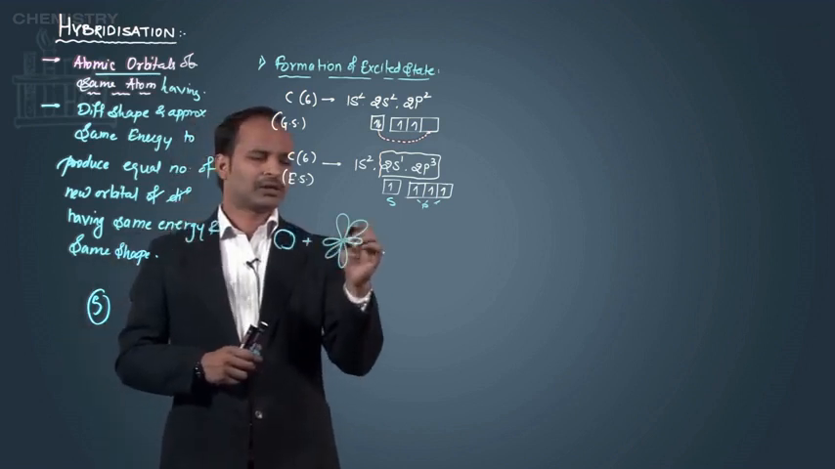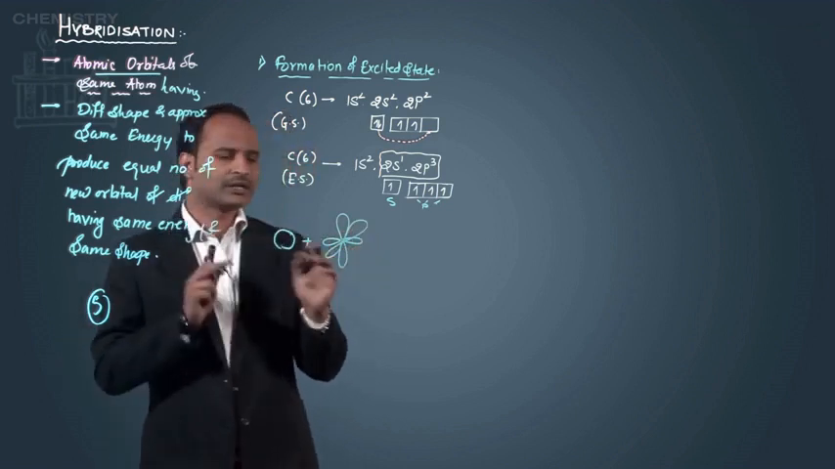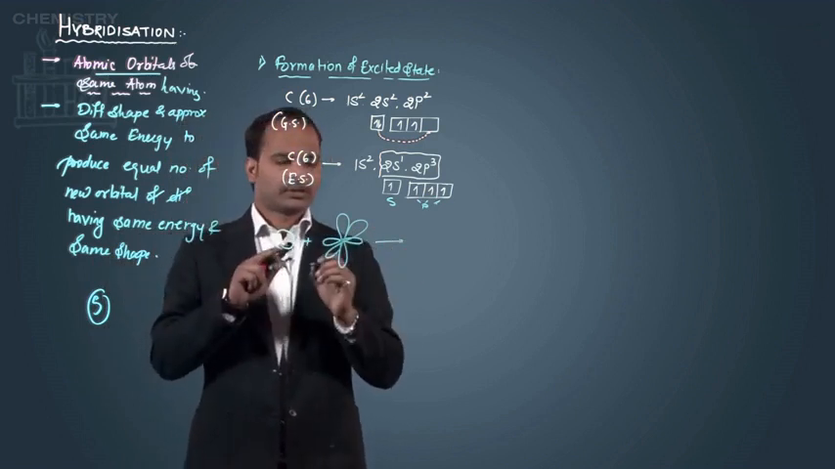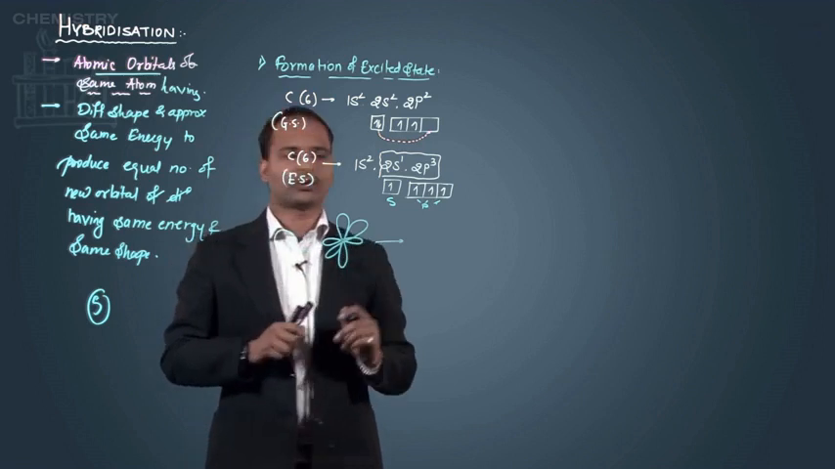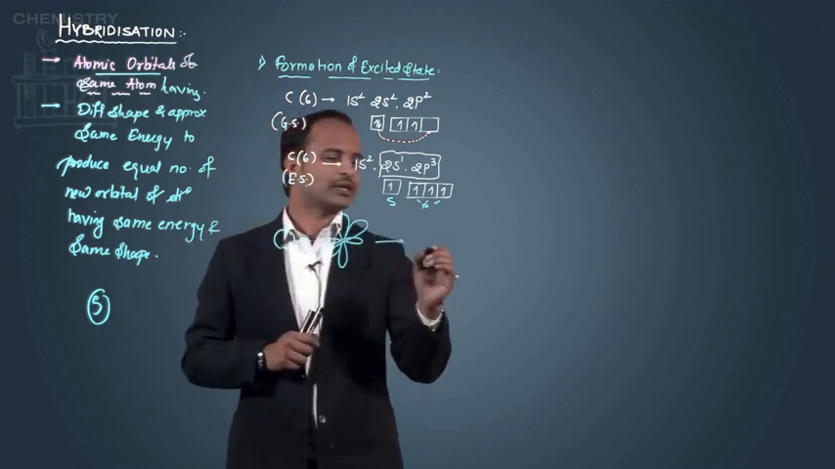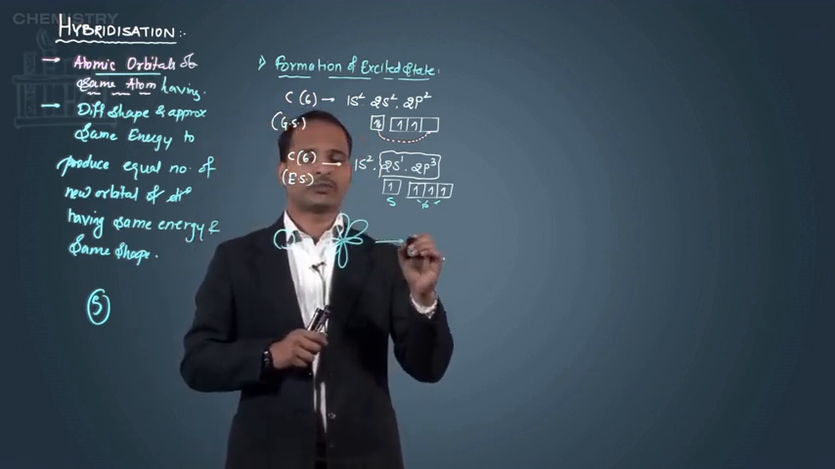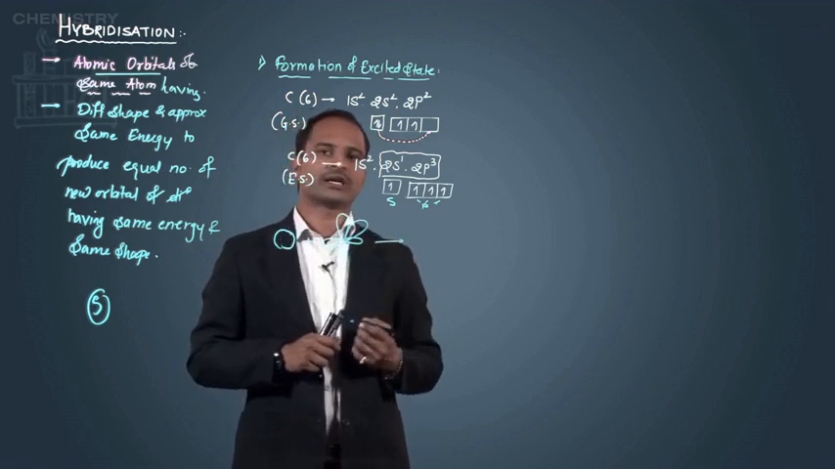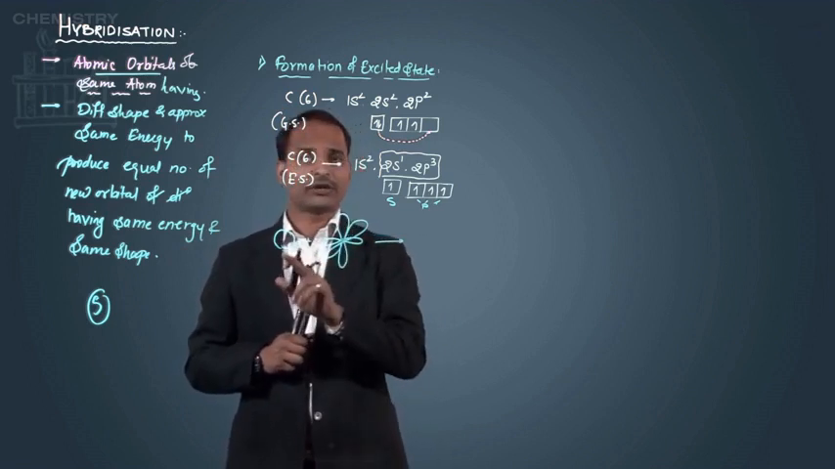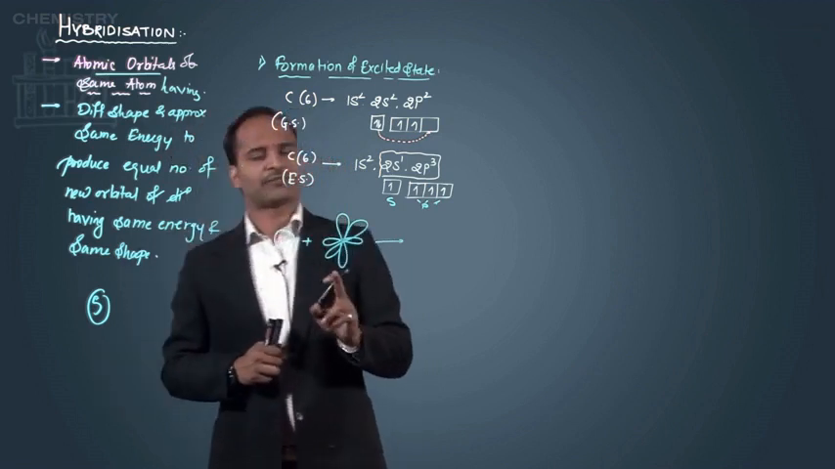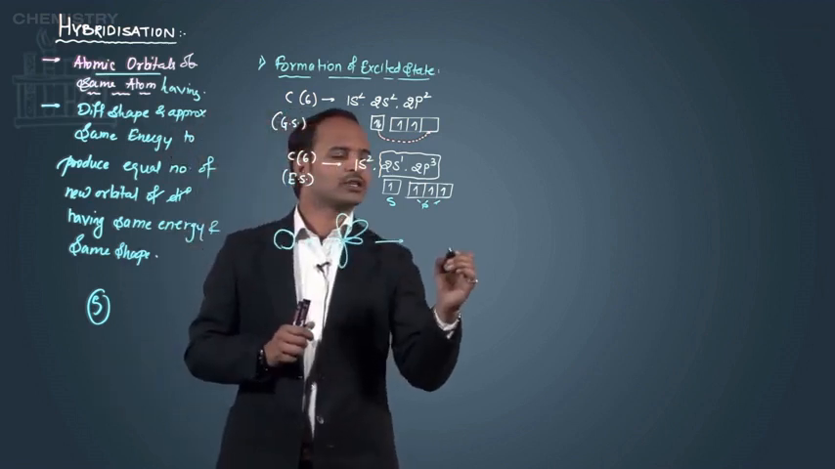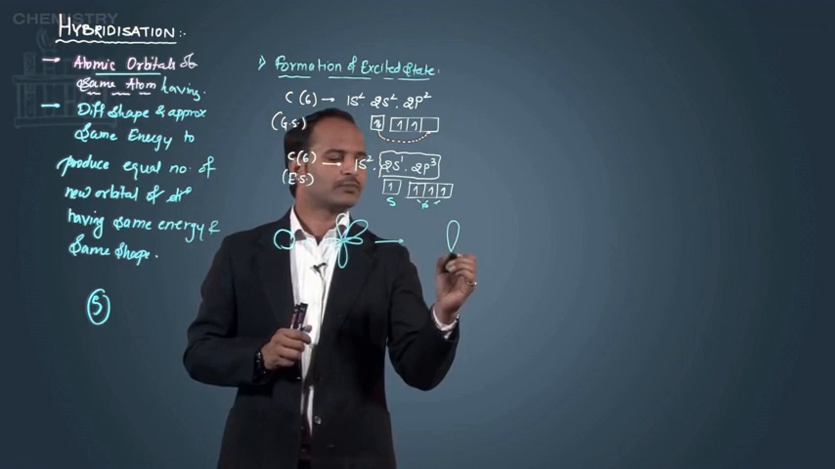All lobes are equal in size. So these 4: 1 s orbital, and here we have 3 p orbitals. They undergo the mixing and recasting process. And how many new will form? If 4 are undergoing mixing and recasting, then 4 new orbitals will form. Here you can say that the shapes are different, but the 4 new orbitals which are forming have the same shape.